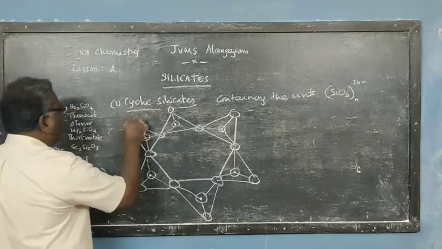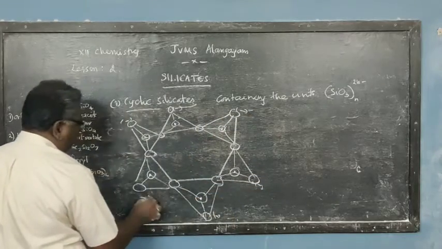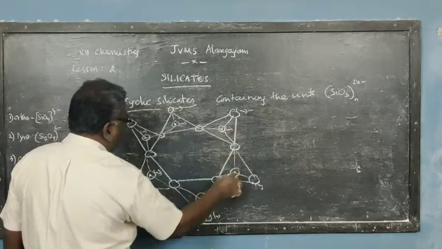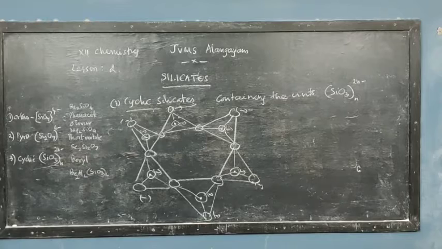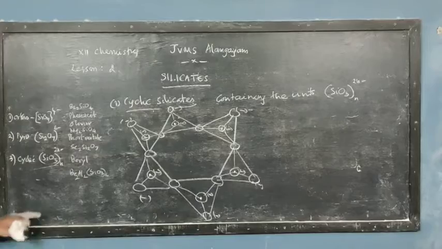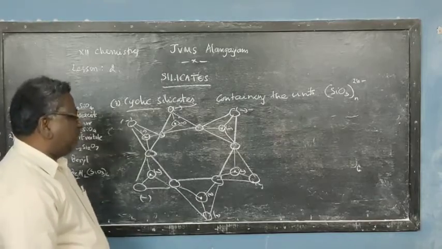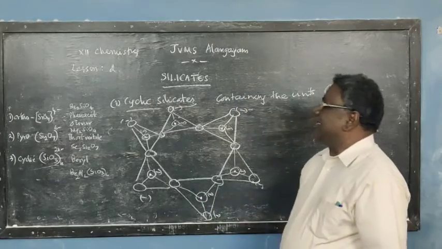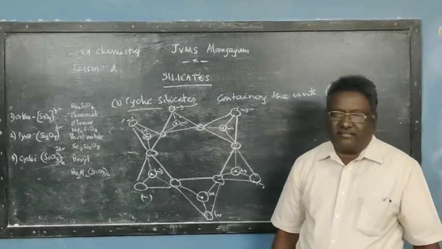Right? So we'll have 1, 2, 3, 4, 5, 6 minus plus 7, 8, 9, 10, 11, 12 minus charge. This is also a type of cyclic silicates, right? So these are the three types of silicates that we have learned today: orthosilicate, pyrosilicate, and cyclic silicate. Cyclic silicate will always go in numbers of 3, 6, 9, like that. You can keep on extending the number of silicates, right? The other silicates we'll see tomorrow. Okay? Take care.